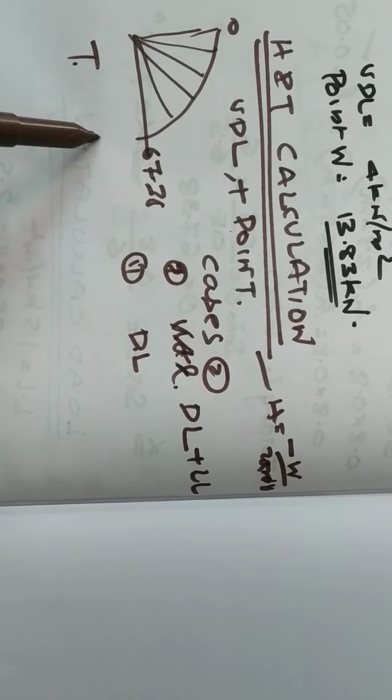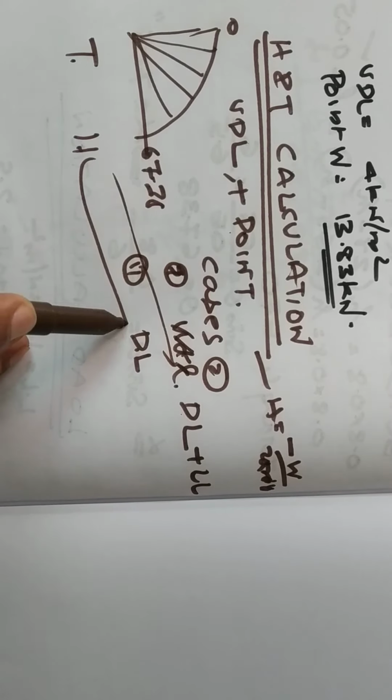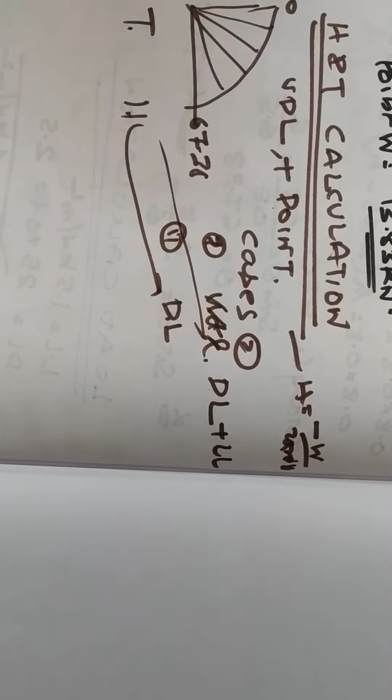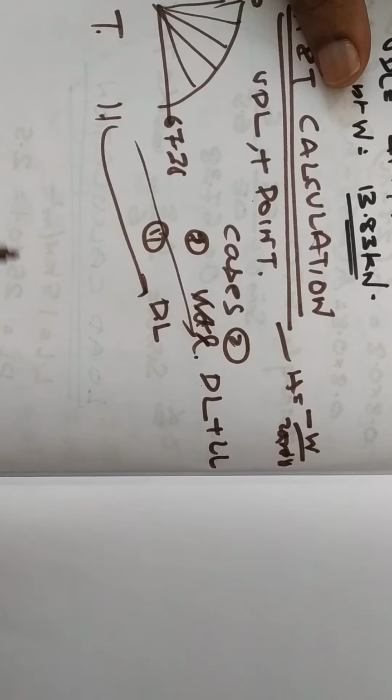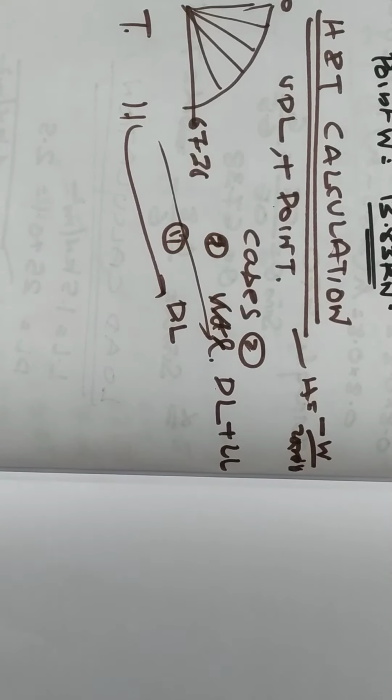When H comes, you should take two cases. One is dead load and live load, another one is live load alone. So shall we do? Alright. So first, let us take case 1, dead load plus live load.